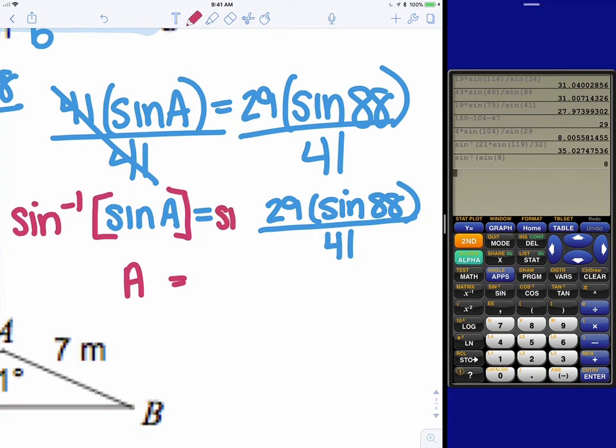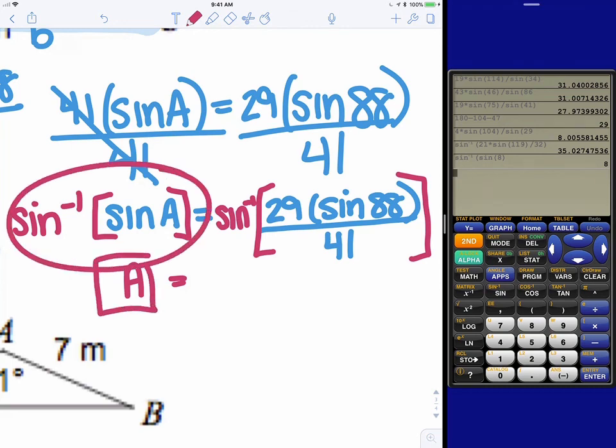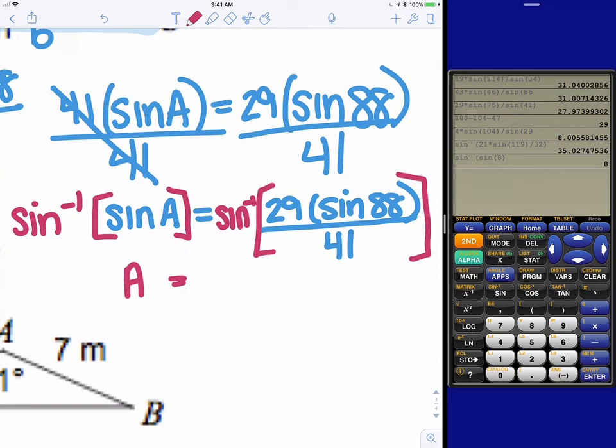Whatever you do to one side of an equation, you do to the other side of the equation. So I'm going to take the inverse sine of that entire side of the equation also. If what I just did in the calculator confuses you, don't worry about it. I was just trying to show why you're left with A when you do this, the inverse sine of the sine. They are opposite operations and they cancel each other out. Okay, so I do second sine, and then I'm going to do 29 times the sine of 88, close parentheses, divide by 41, close parentheses again, enter. So angle A is 45 degrees.